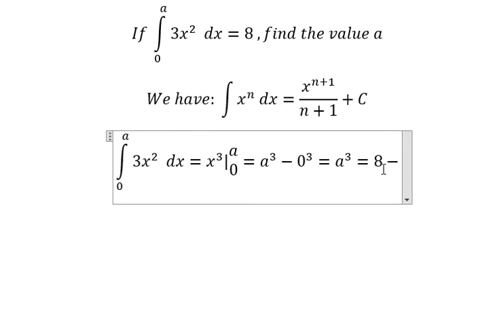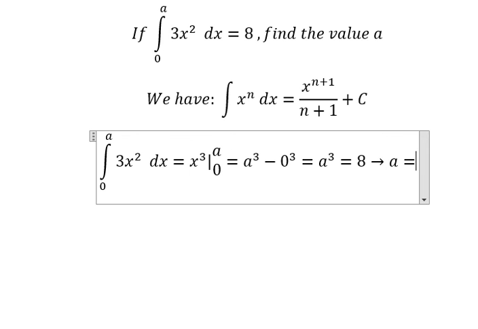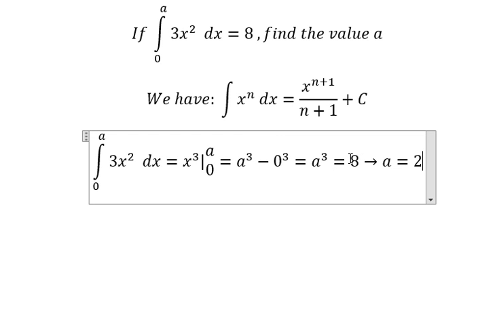And now we can find the value of a. That should be 2 after we take the cubic root of both sides. And this is the final answer.